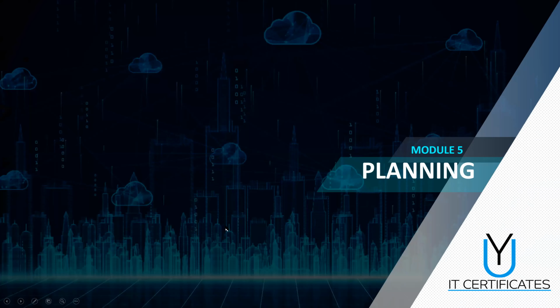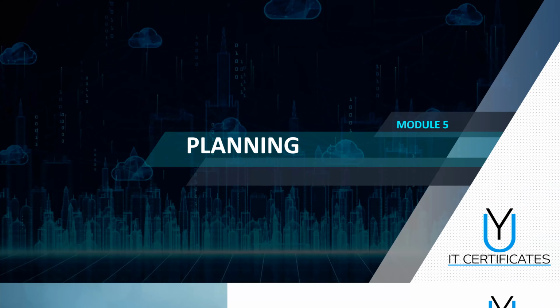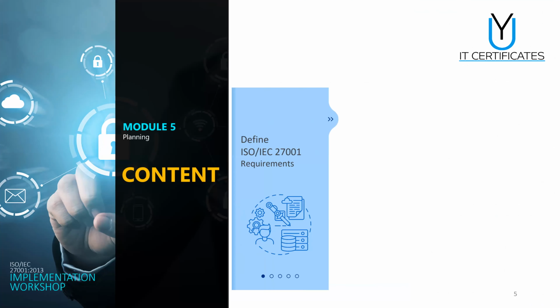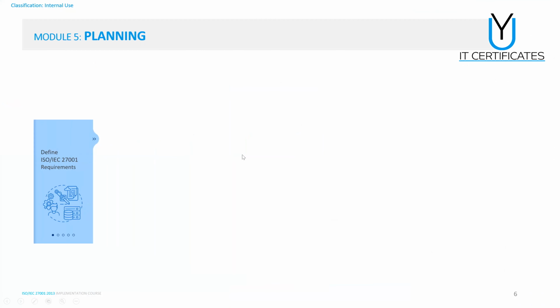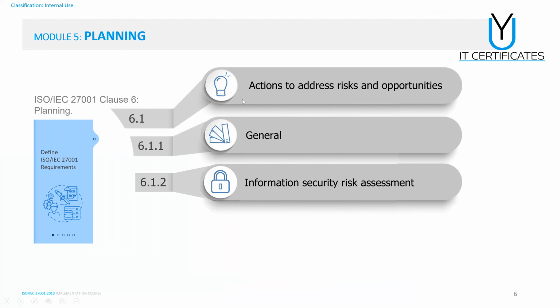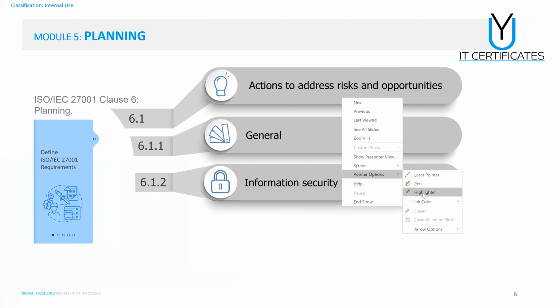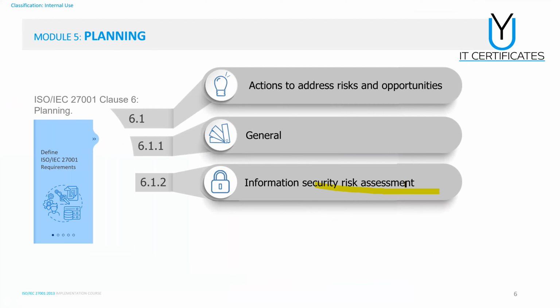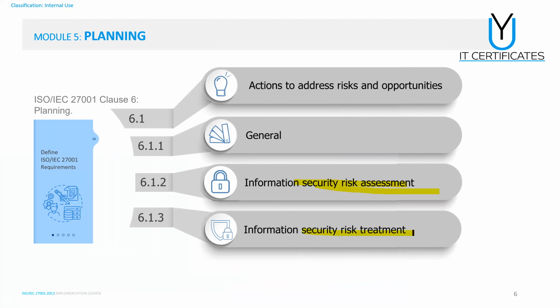In the planning, it will cover clause number 6. Clause number 6 is the planning, and it has 3 sub-clauses: the actions to address risks and opportunities, and we will also have the information risk assessment, and we have the risk treatment plan.